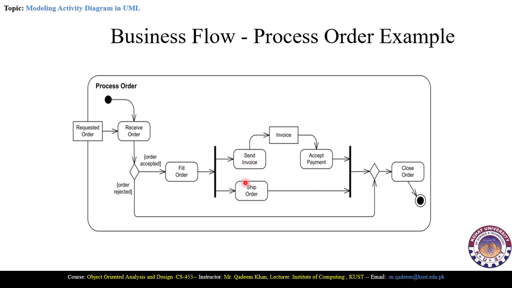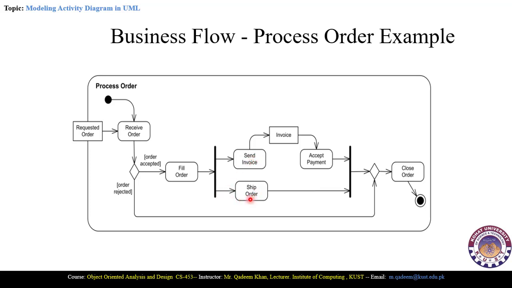That means two operations will be performed in parallel. The invoice will be sent. Here is the invoice. You can see that there is a difference between this symbol and this. This is a rounded rectangle, while this is a solid straight-line rectangle. This represents certain activities, send invoice, and here represents the invoice. That means it represents a certain action which has already been taken. So this is the invoice, not send invoice. And this is the activity which will be performed here.